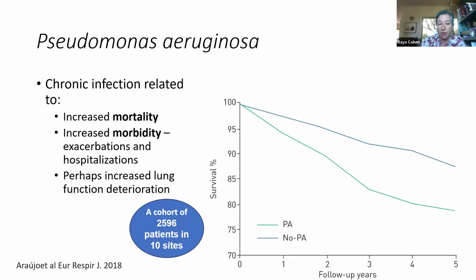And we do know about Pseudomonas that a chronic infection in bronchiectasis is related to increased morbidity, including exacerbations and hospitalizations, and also increased mortality. In a large cohort of over 2,500 patients, there was a correlation found to mortality. You can see it clearly here in the graph. Patients with the growth of Pseudomonas have a higher rate of mortality. And of course, this is very important. So this is a major important pathogen in bronchiectasis.